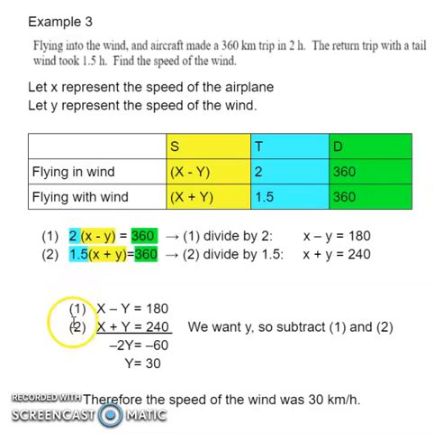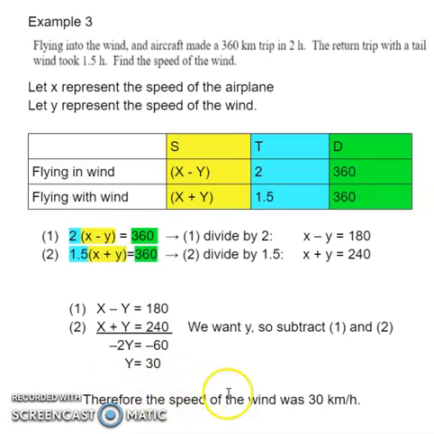So notice that equation 1 and equation 2 are recorded as x minus y is 180, and equation 2 is x plus y equals 240. Now, since we want to know the speed of the wind, I want to solve for the variable y. That means I want to subtract both lines to cancel the x, so that I am left with a quantity for y. So line 1 subtract line 2 yields negative 2y is equal to negative 60. I divide both sides by negative 2 and I get y equals 30.